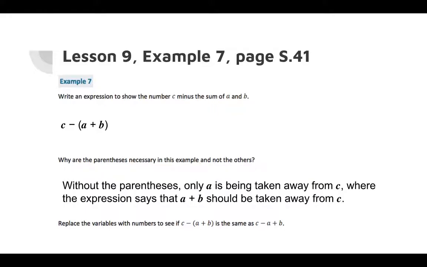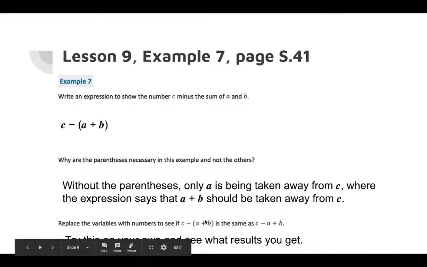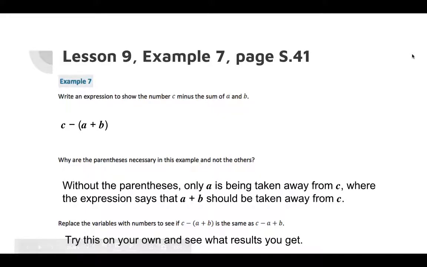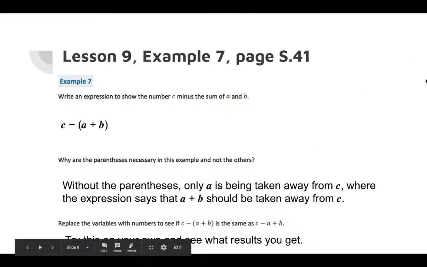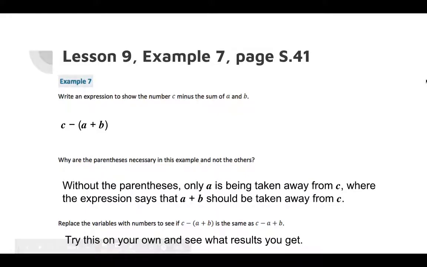Replace the variables with numbers to see if c minus a plus b is the same as c minus the sum of a plus b. Okay, so try this on your own and see what results you get. Once again, replace these with numbers, and remember PEMDAS. Parentheses comes first, so you would be solving what's inside the parentheses first, right? And then later on you go from left to right to do subtraction and addition, or your next steps.